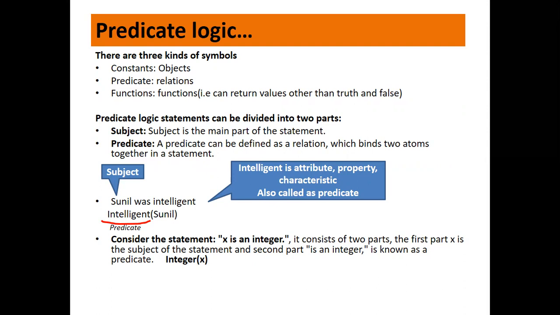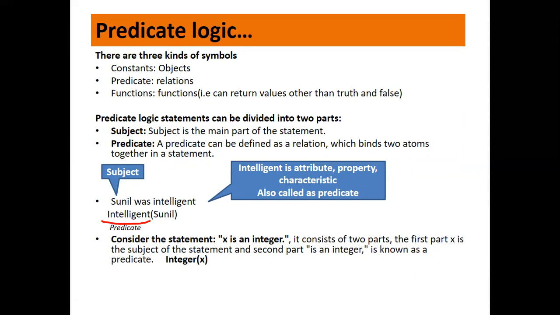So here I have taken a simple example. Sunil was intelligent. This is a statement which I want to write in predicate logic form. Here the name Sunil is a noun and it is the subject. Intelligent is an attribute, a property or a characteristic. It gives the characteristic of the subject Sunil, that he is intelligent, right? So this is called the predicate. Sunil is the subject and intelligent is the attribute of that subject, and we call it the predicate. Is it fine? So intelligent is the predicate.